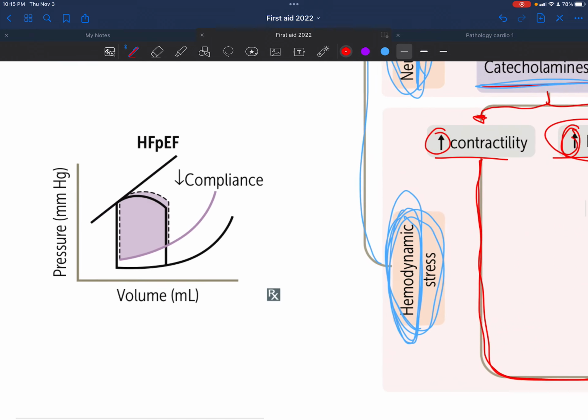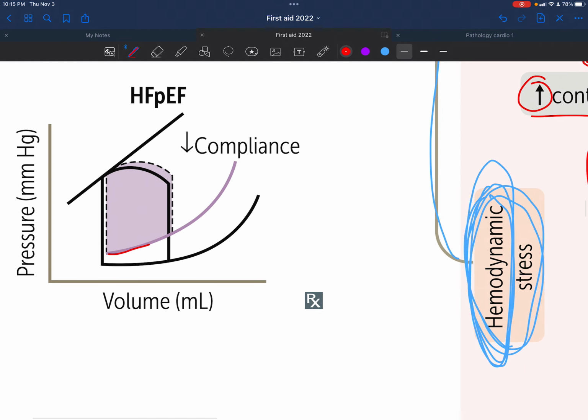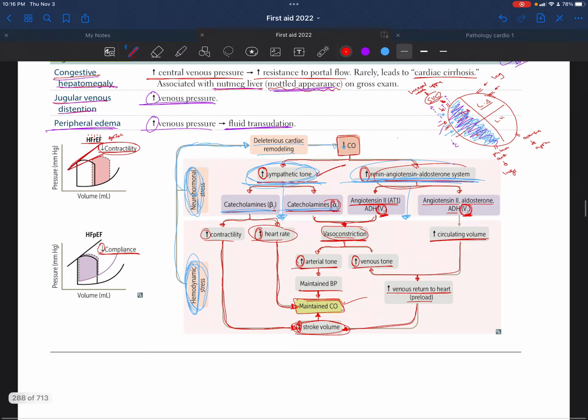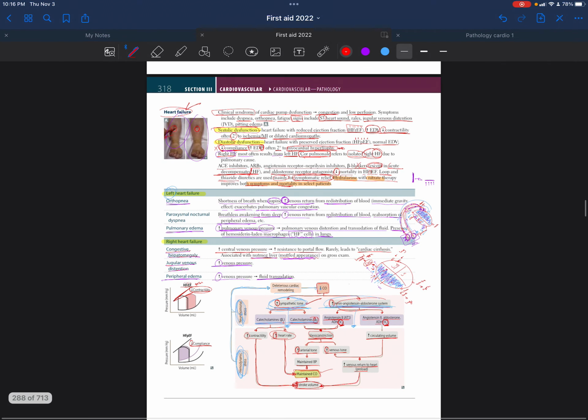But in the other case, the problem is with this curve, which implies the diastolic function, which means the filling of the heart. So if there is any change, then it's related to the decrease in compliance, not to the contractility of the heart. And that should be it.